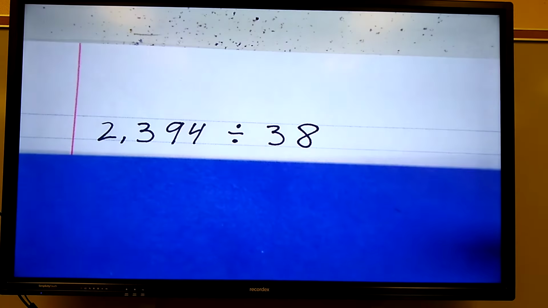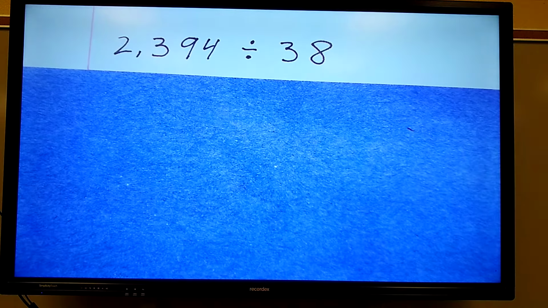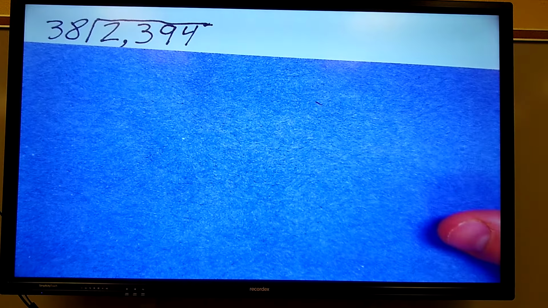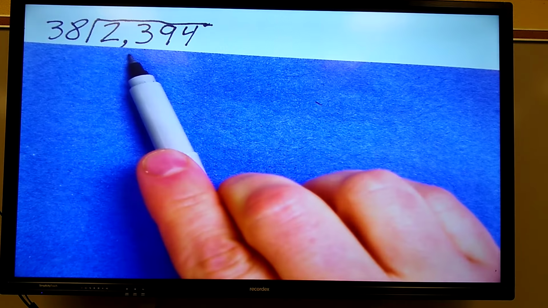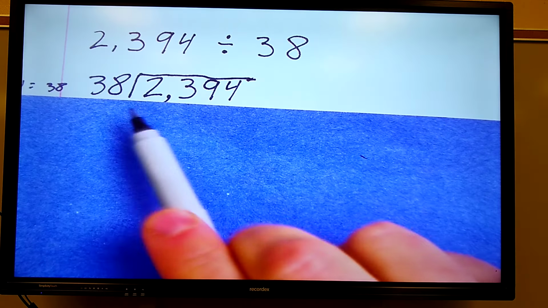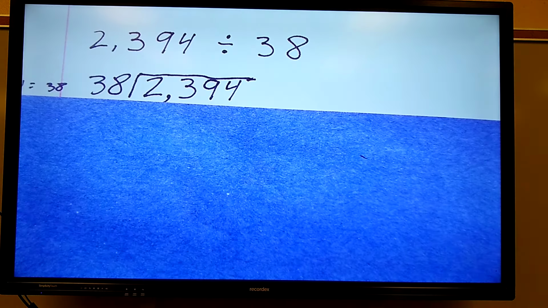Now, the first problem I am going to do for you. And here's the problem. 2,394 divided by 38. Now, if I were to put that into a division problem, it would look like this. Divisor, the dividend. Dividend goes inside. Divisor on the outside, and your answer will be your quotient. You may or may not have a remainder.